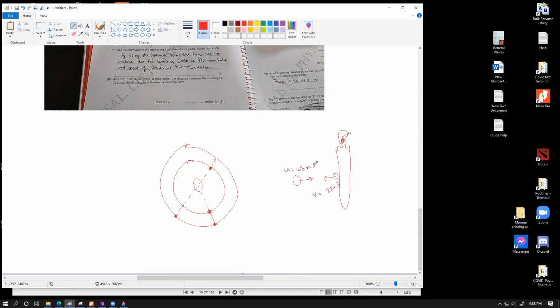Now, if you have a look over here, if I represent this rightward velocity as a positive number, would it be logical to represent this leftward velocity as a positive number?